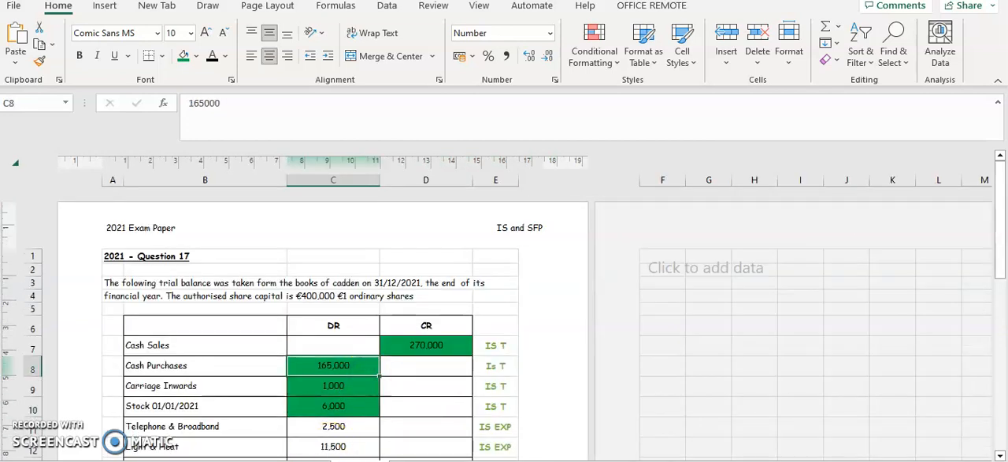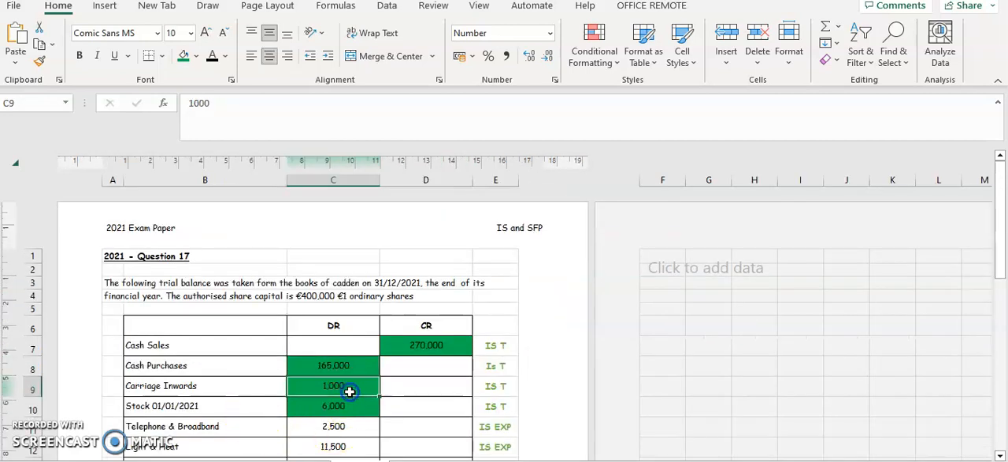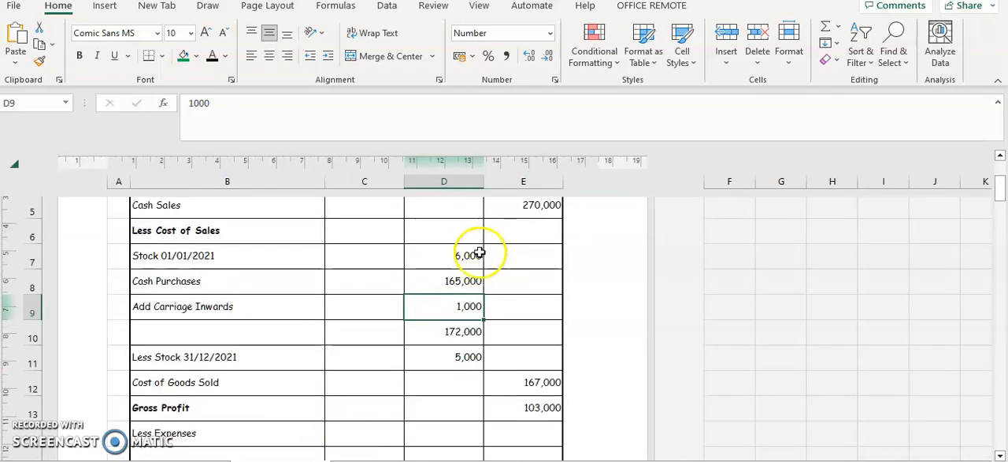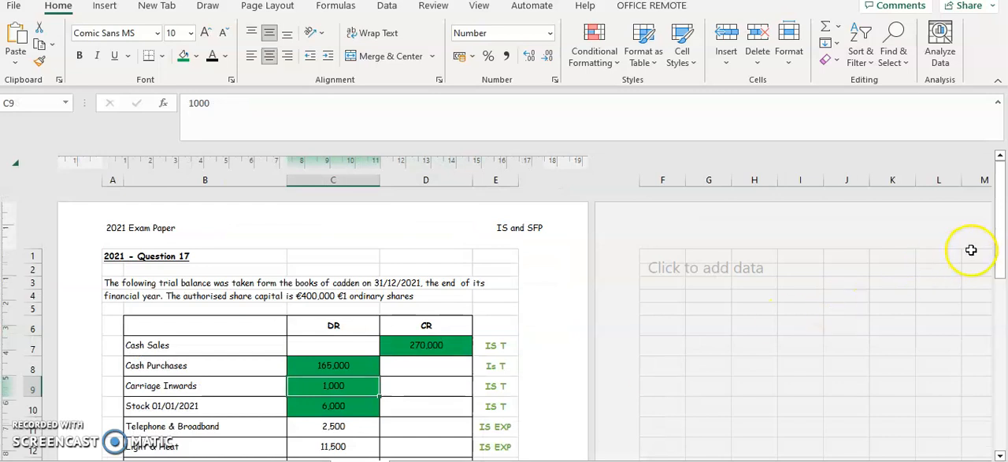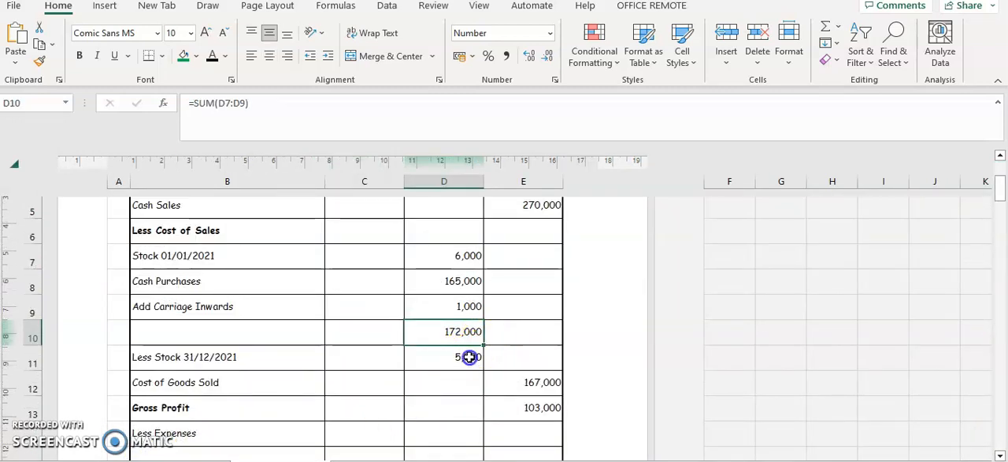And then we've got our carriage in of 1,000, which we're going to add on as well. Now those three items together give us 172,000, and then we're going to take away our closing stock that's given to us in the question at the end, of 5,000. That's going to give us a cost of goods sold of 167,000, and that 167,000 is then taken away from the 200,000 to give us our gross profit.